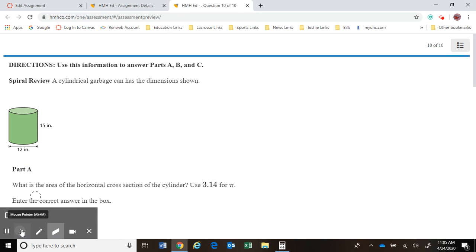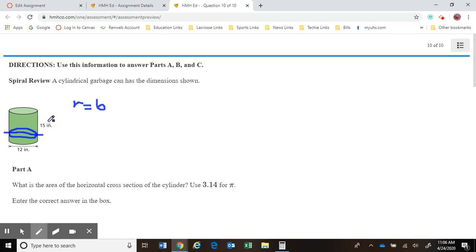All right, now a cylindrical garbage can has dimensions shown. What's the area of a horizontal cross section? Remember, if I'm doing a horizontal cross section, I'm cutting through it like this. What shape does that make? It makes a circle. So I need to find the area of that circle. What's my radius? I need to know the radius to find the area of a circle. Well, my diameter is 12, so that makes my radius 6, because half of my diameter is my radius.